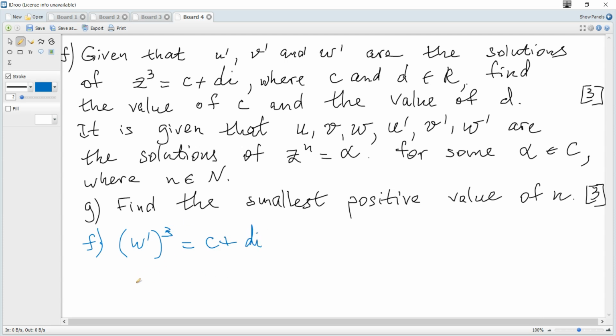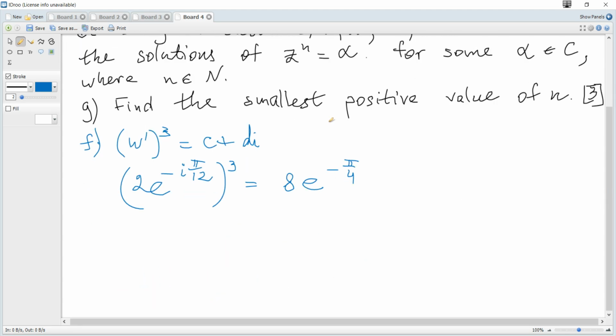W primed is 2 e to the power of negative i pi over 12, and then cubed, it becomes 2 cubed, which is 8, and e to the power of, we should multiply exponents, so it's negative pi over 4.